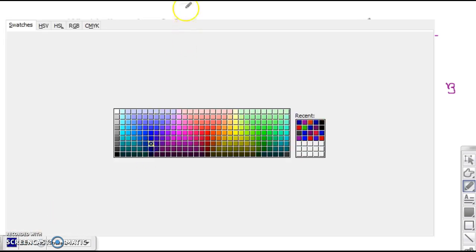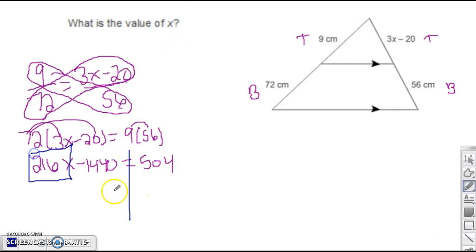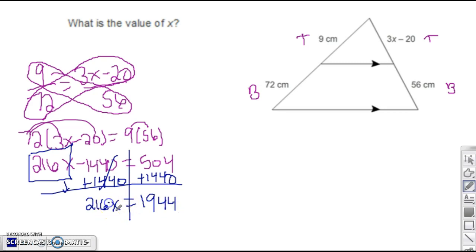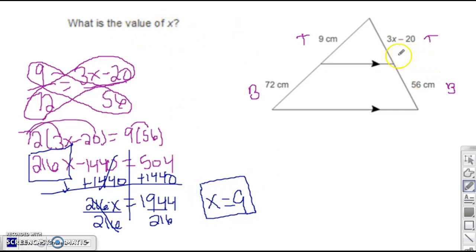And then we're back to solving equations. Yay! So we want to get the x by itself, so I'm going to add 1,440 to each side. Bring that 216x straight down. Add those two pieces together. And then again, we need to divide by 216 to get the x by itself. So I got x equals 9, and it does say what is the value of x, so that would be my final answer. If it said, like, what is the value of length AB, you'd have to plug it back in.